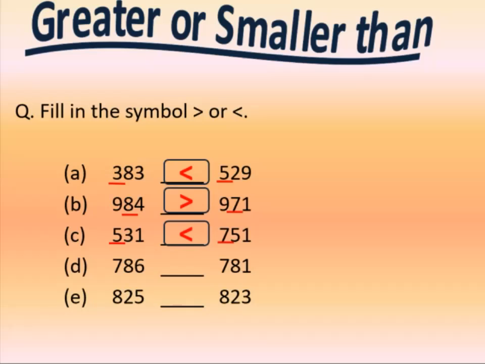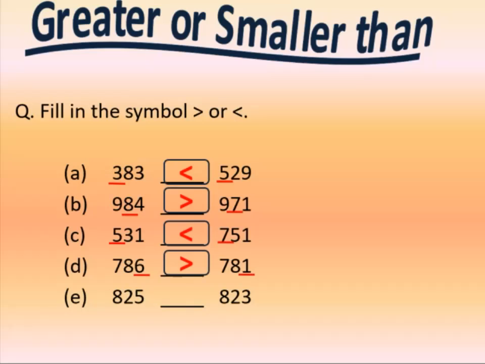In the one column, we have 6 in one number and in the other number we have 1. So which number is bigger between 6 and 1? Yes, 6 is bigger than 1. It means 786 is bigger than 781.